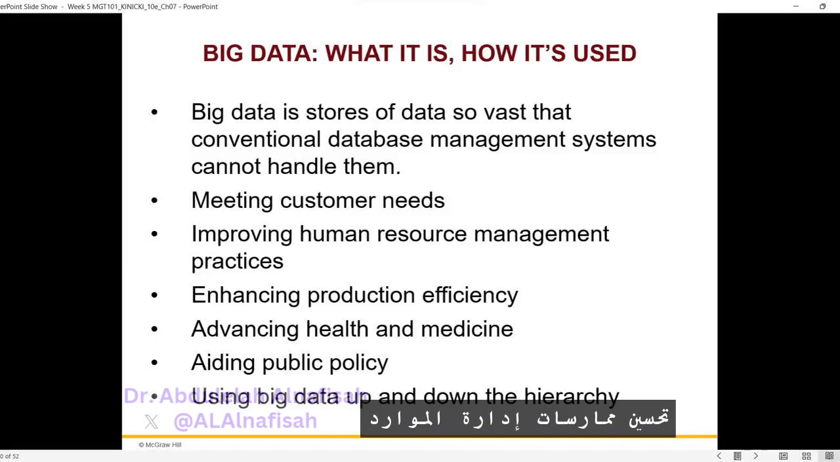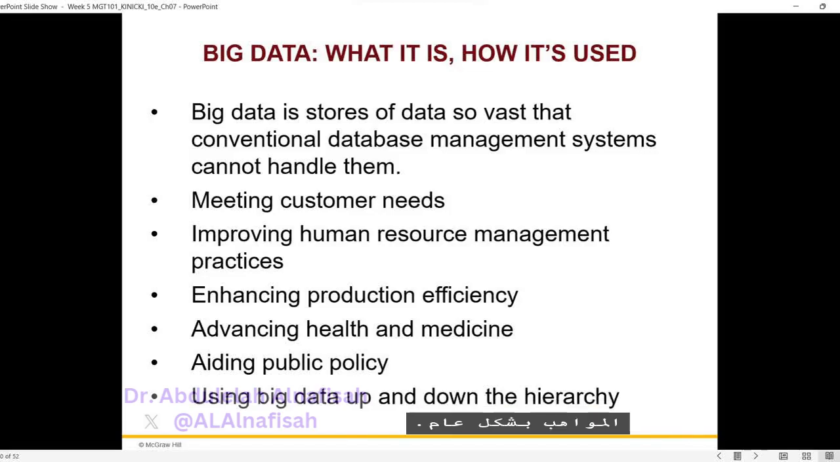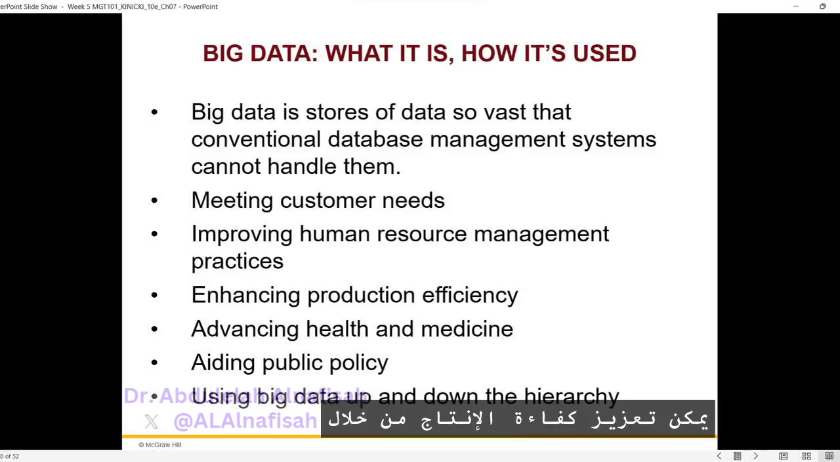Improving human resource management practices. Big data has the potential to enhance HR functions, particularly in employee selection and retention. By leveraging data analytics, organizations can make more objective and data-driven decisions in identifying high-performing employees, reducing bias, and improving overall talent management processes.